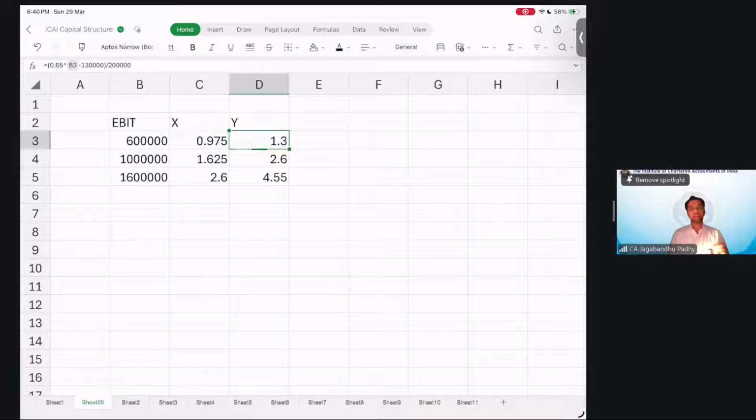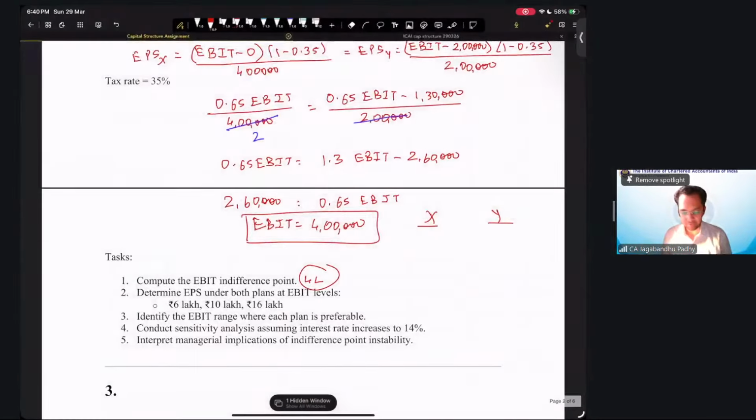Just verify, guys, are we getting these values as EPS? Yes, perfect. So we got the EPS levels.